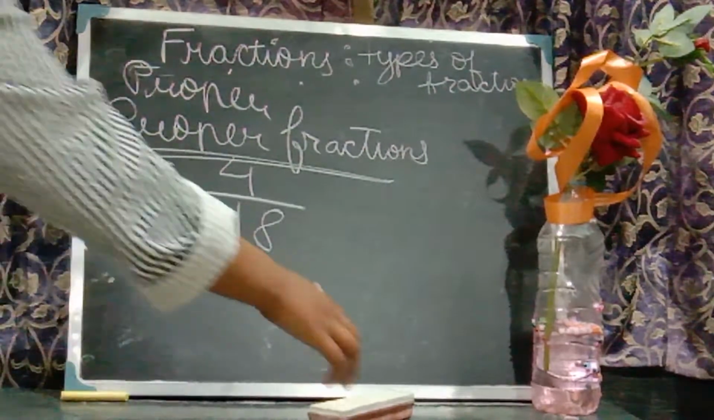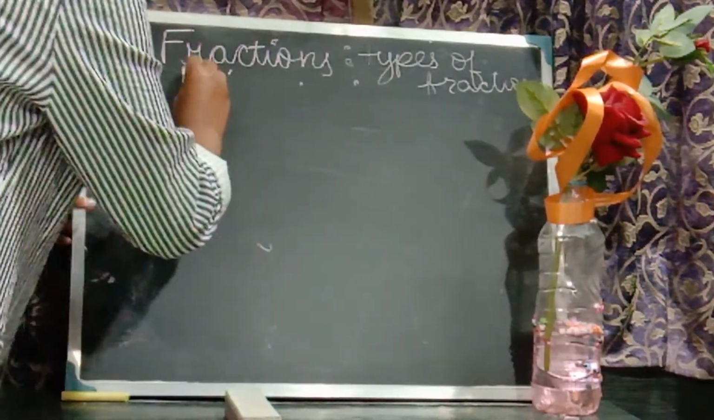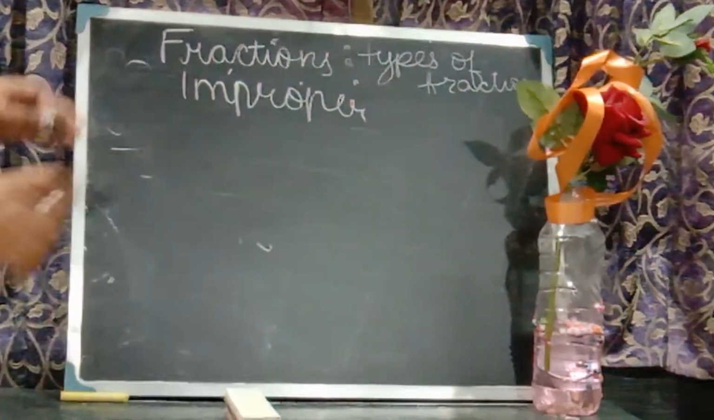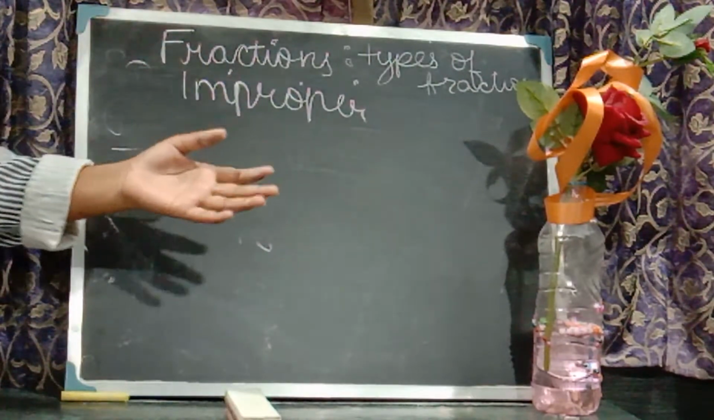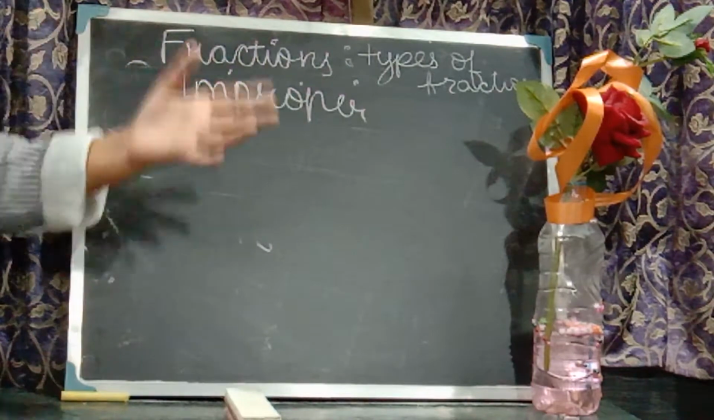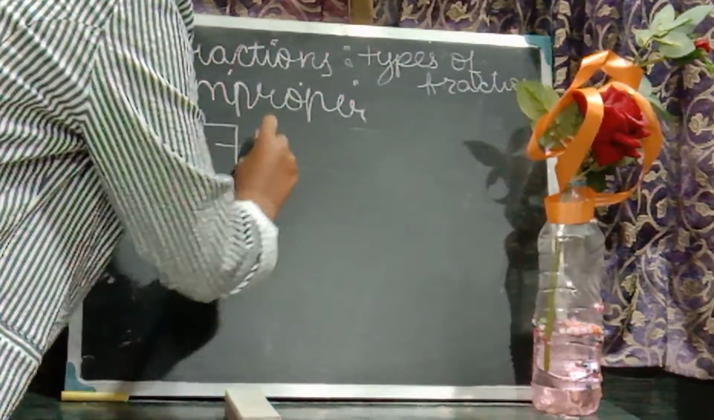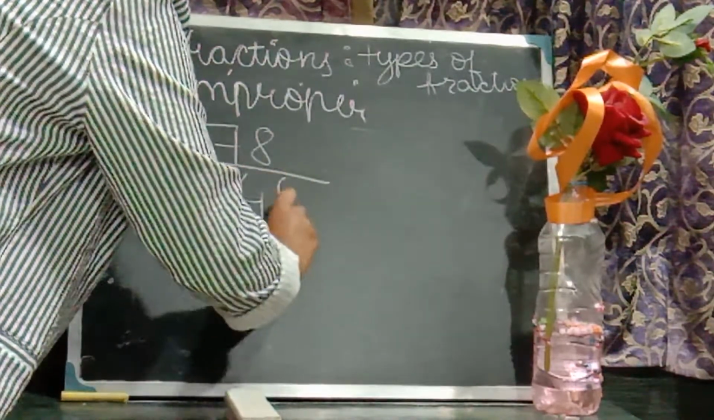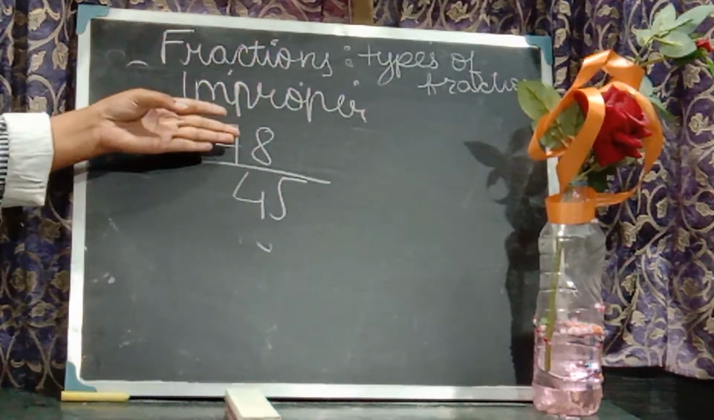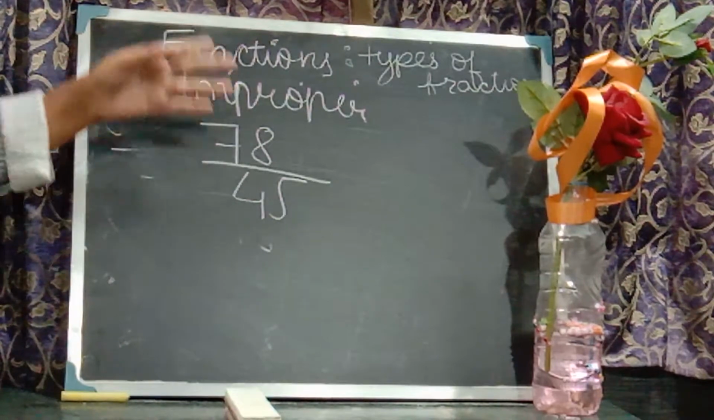So now I will tell you about improper fractions. Improper fractions are the opposite of proper fractions, that is, they have a numerator greater than the denominator. Just for example, I am writing 78 by 45. So here the denominator is lesser than the numerator and the numerator is greater than the denominator. This is an example of an improper fraction.